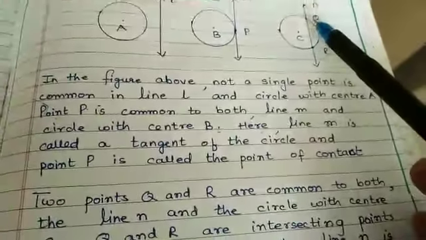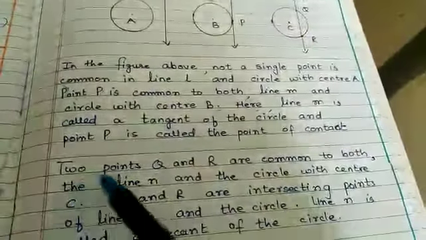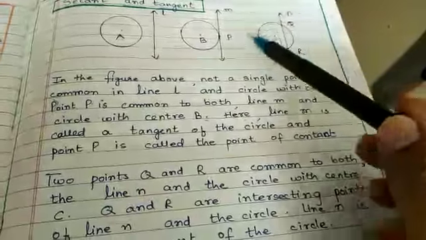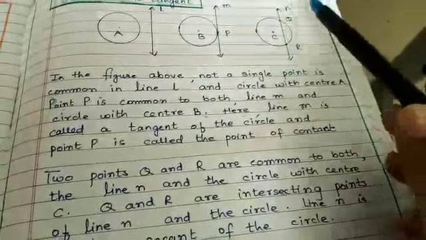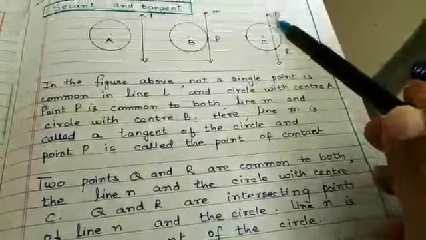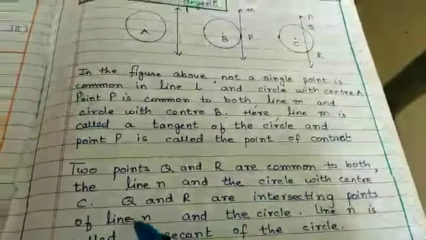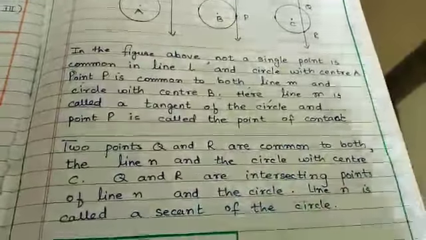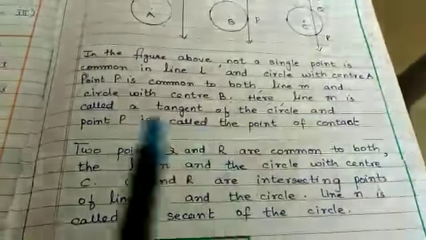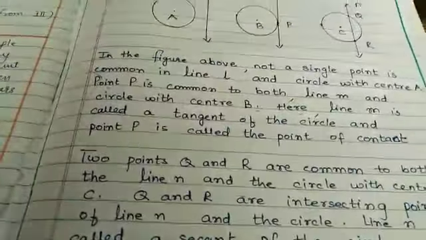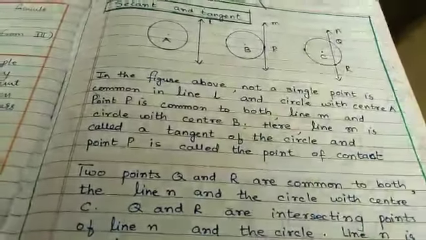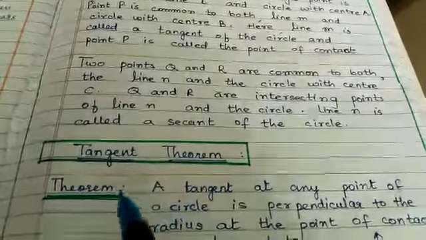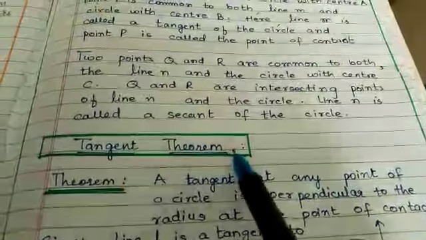Now 2 points Q and R are common to both the line N and the circle. Q and R lie on the line N and they also lie on the circle. Q and R are the intersecting points of line N and the circle. Line N is called the secant of the circle. So all of you understood what is a tangent and what is a secant. Both are lines. Now there is a theorem, the tangent theorem.